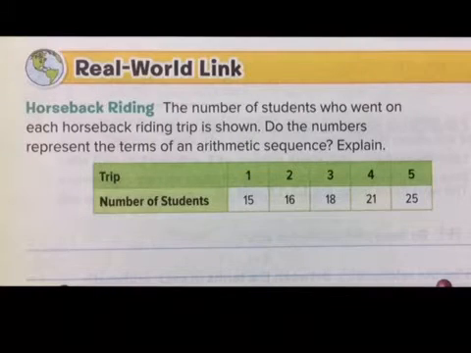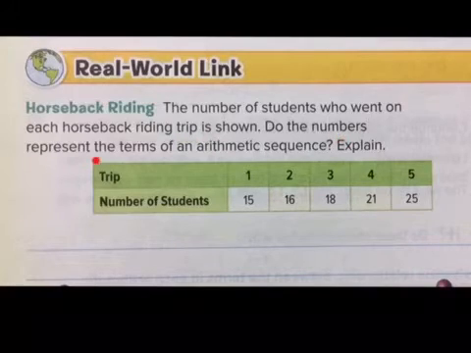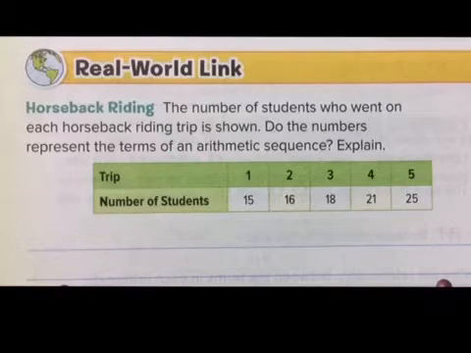Real world link. Horseback riding. The number of students who went on each horseback riding trip is shown. The numbers represent the terms of an arithmetic sequence. Explain. Let's see the trip. First trip, the number of students was 15. On the second trip, 16 students. It went only up by 1.